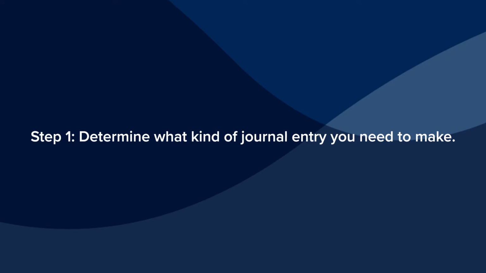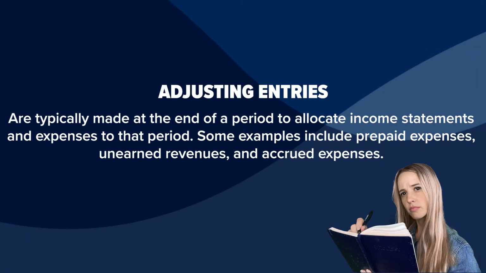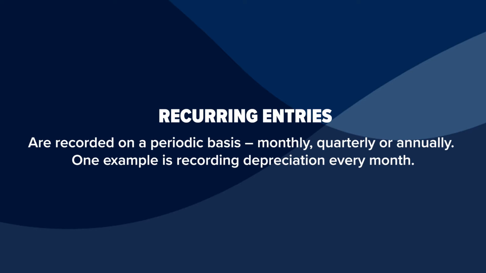Step 1 is determining what kind of journal entry you need to make, and there are two types of journal entries. Adjusting entries are typically made at the end of a period to allocate income and expenses to that period. Some examples include prepaid expenses, unearned revenues, and accrued expenses. Adjusting journal entries can also be used to correct errors. Now, recurring entries are recorded on a periodic basis, monthly, quarterly, or annually. And one example is recording depreciation every month.